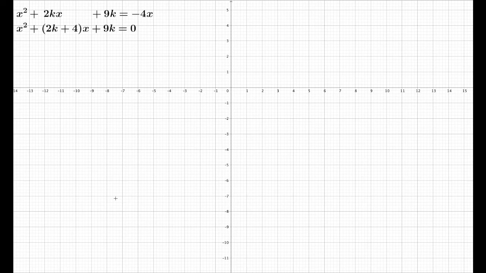Now we're going to have a look on GeoGebra at aspects of this question, and we start off with the equation rearranged to equal 0 as we did in the question.